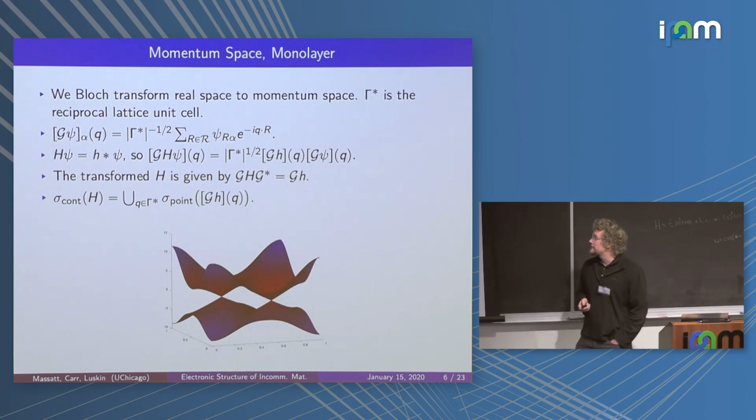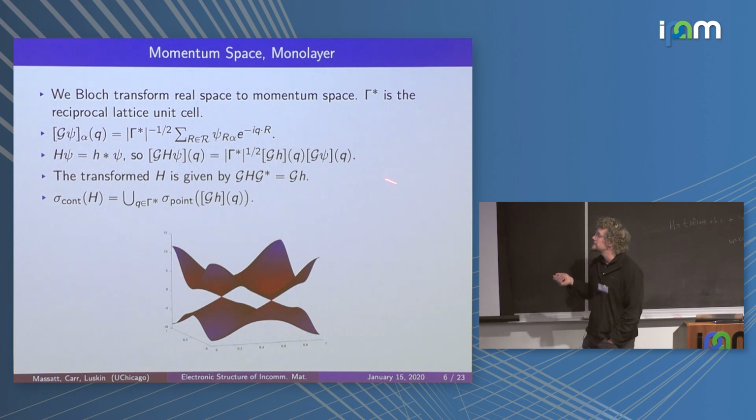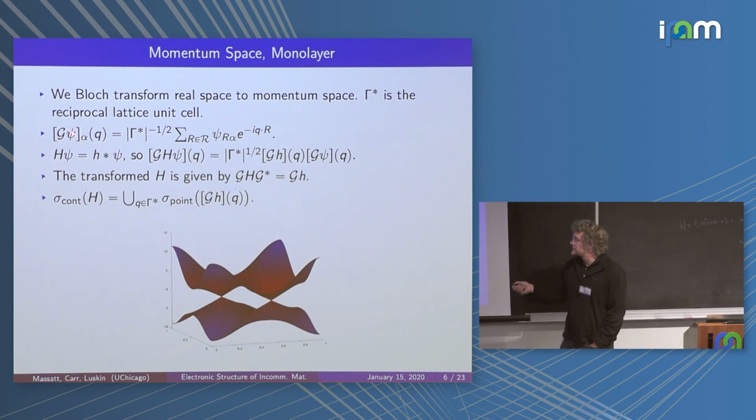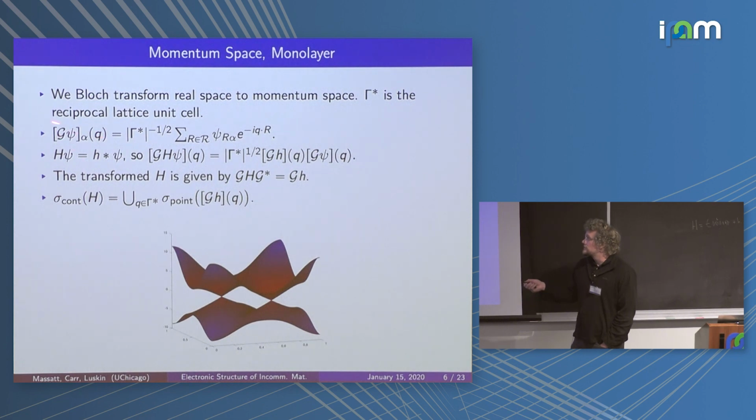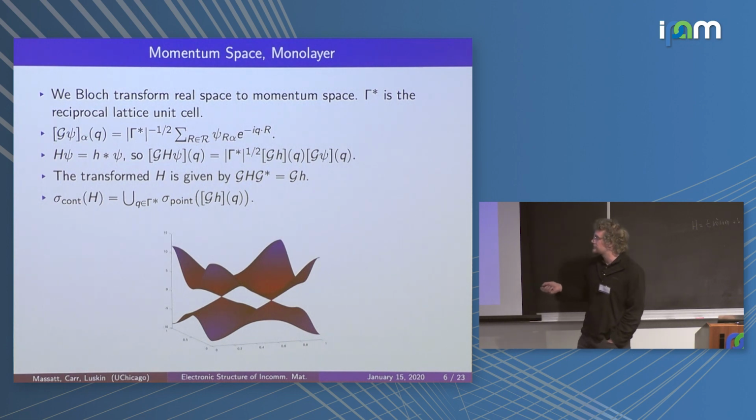Okay, so that's the real space model. And then to move to momentum space, in this case, it's just Bloch theory. So I'm going to call Gamma star the reciprocal lattice unit cell, so that's highly related to the Brillouin zone. And I'm going to define my Bloch transform, G. This will be the key operator in this talk, which is going to move my real space psi into momentum space. So here I'm mapping psi into this function over q, where q is my wave number. This is a plot of graphene's band structure. That's what happens when you Bloch transform the graphene monolayer.